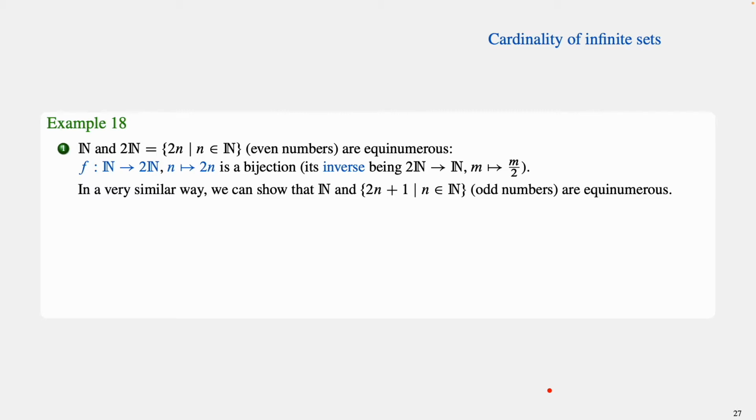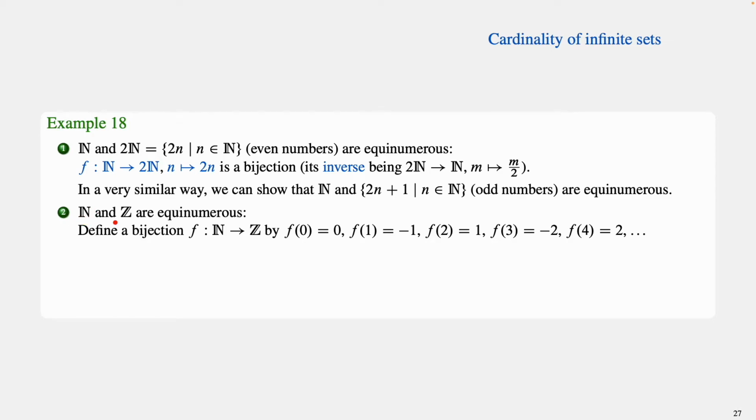Let's look at some examples for infinite sets and their cardinalities. Here we have the natural numbers, and with 2N the even natural numbers. So this is the set of 2 times n for any n in the natural numbers. And these sets are indeed equinumerous. I get a bijection between them simply if I multiply every element n by 2. And the inverse is then, of course, dividing every element by 2. That's pretty straightforward to see that this is a bijection. And in a similar way, you could show that N and the odd numbers, all the numbers 2n plus 1 with n in the natural numbers, are equinumerous. So N and the even numbers in N have the same cardinality.